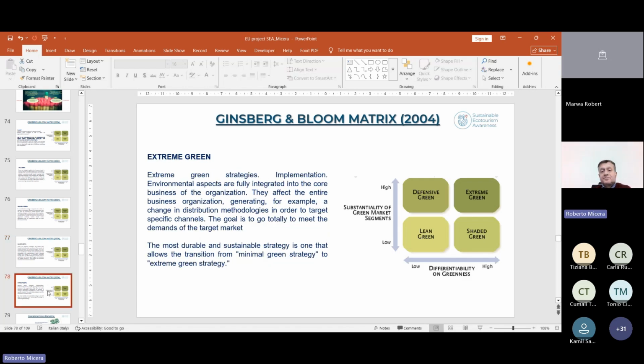And finally, we have extreme green, when the substantiality of the green market segment is high, and at the same time the differentiability of greenness is also high. In extreme strategies, environmental aspects are fully integrated into the core business of the organization. These strategies are the most durable and sustainable, and they affect the entire business organization, generating, for example, a change in distribution methodology in order to target a specific channel.